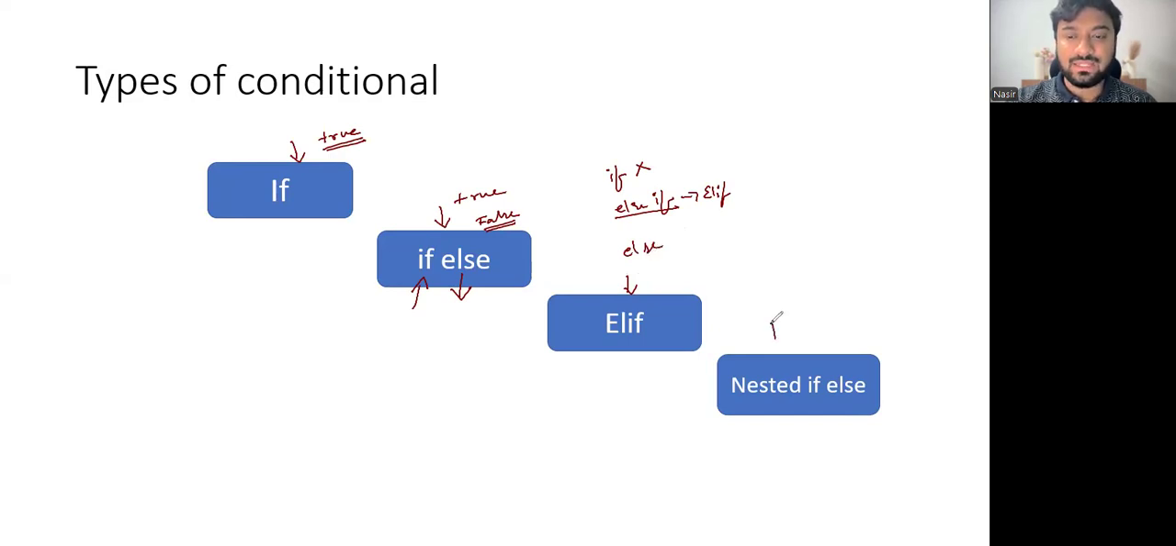Okay. And we have nested if else here. Within this if statement, I have one more if statement. Okay, if this condition is satisfied, then go and check this condition. Okay, so within if, there is one more if statement available. That is our nested if else.